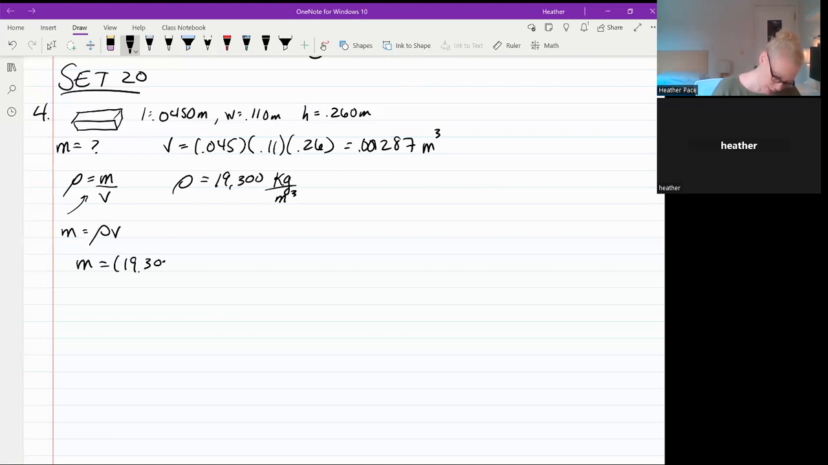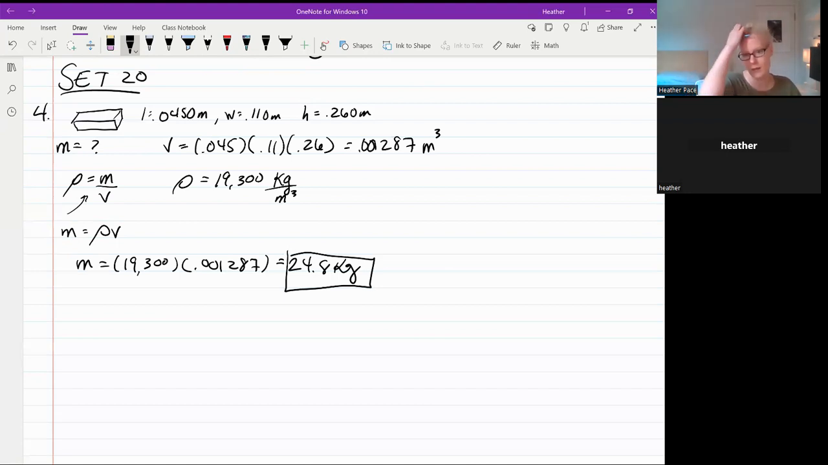Again, I'm going to leave off units times 0.001287. I'm leaving off units. And we end up with 24.8 kilograms. All right, so that is our answer for 4. It has a little T next to it because I think we had to go online and find the density of gold. That's what the T means.